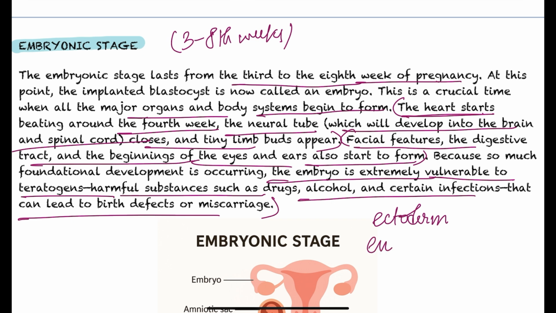The lower layer is called the endoderm. The cells differentiate into all these layers. The endoderm becomes the digestive system, liver, pancreas, salivary gland, and respiratory system. And the mesoderm, or the middle layer, will develop and differentiate into the inner layer of the skin, muscle, skeleton, and excretory and circulatory system.